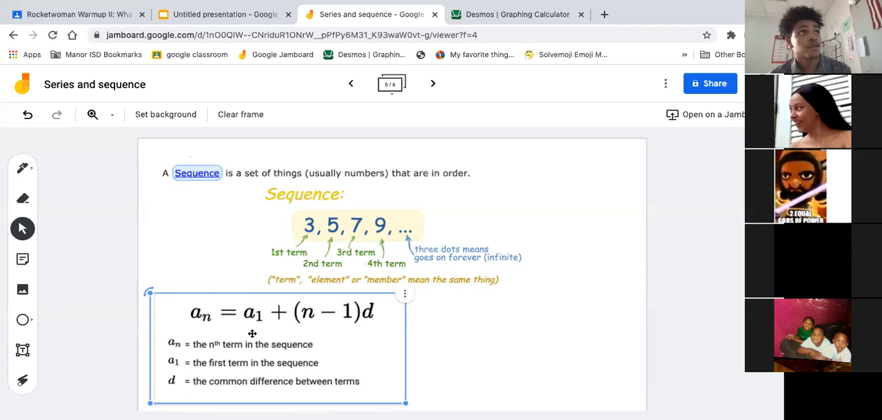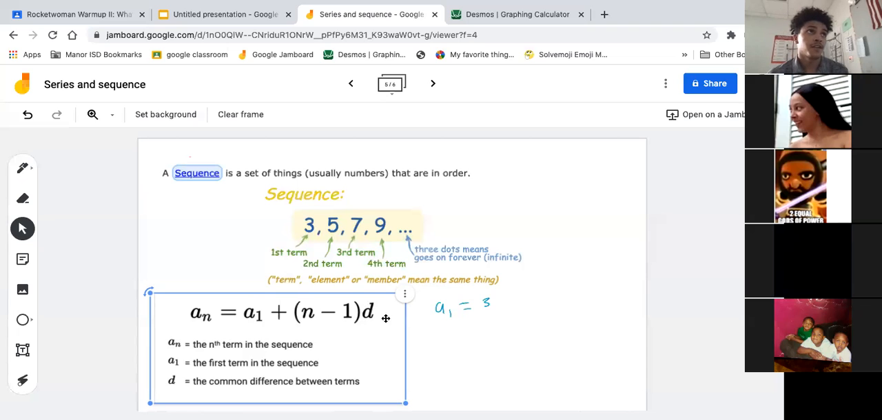a_1 is the first term. So here the first term is 3. So the a_1 in this case would be 3. So let me highlight that. So here a_1 equals 3, the initial value. And then n minus 1. So don't get caught up in the n minus 1. n is how many, whichever number you want. If you want the 30th number in the sequence, you'd put n as 30.